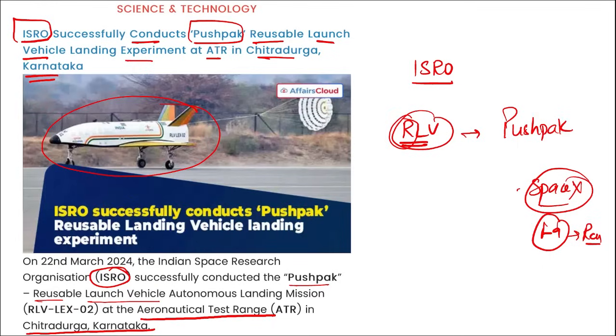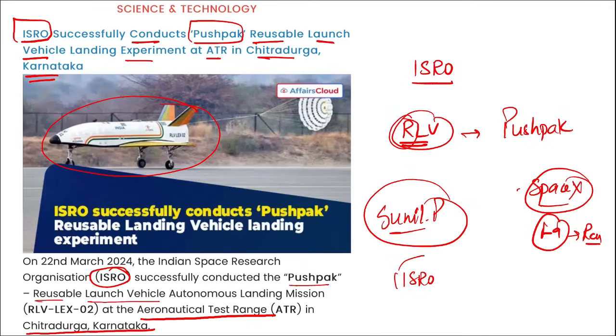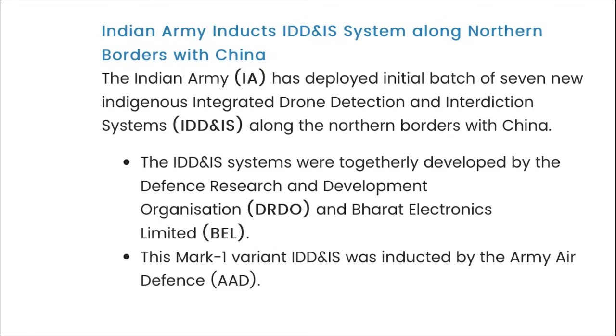Here the team for the test was guided by whom? By Sunil P. He is the director, correct, of Advanced Technology and Systems Program at Vikram Sarabhai Space Center, right? And if we talk about ISRO, the chairman is S. Somnath. Headquarters is in Bangalore, Karnataka, and it was established in 1969. Correct. So the name of this reusable launch vehicle is Pushpak, that was tested by ISRO.